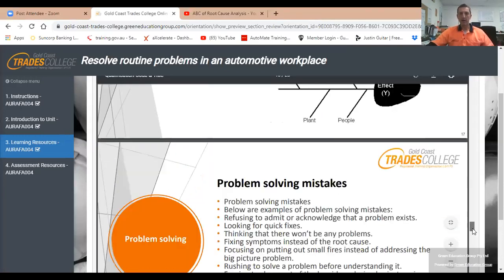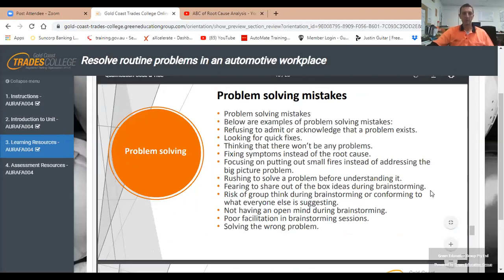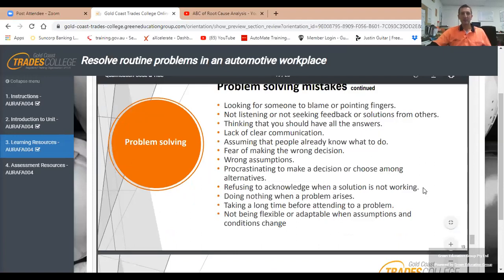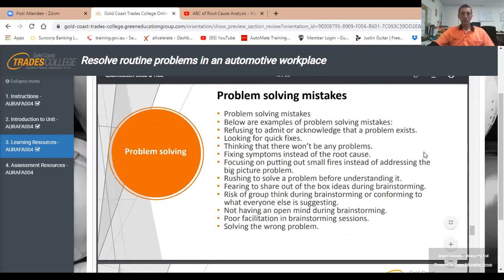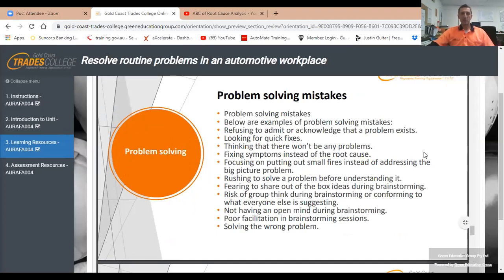So let's have a look at a couple of problem-solving mistakes. I've got a couple of pages of them here, in fact. Some of the mistakes that are often exhibited during the problem-solving methods are refusing to acknowledge that a problem exists, looking for quick fixes, thinking that there won't be a problem, fixing symptoms instead of root causes. I always think of symptoms and root cause like a band-aid. Putting a band-aid on a sore on your leg would be treating a symptom rather than treating the cause.